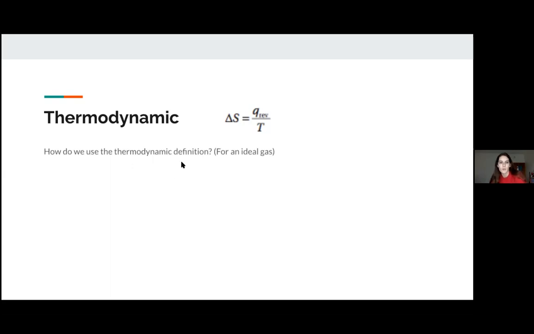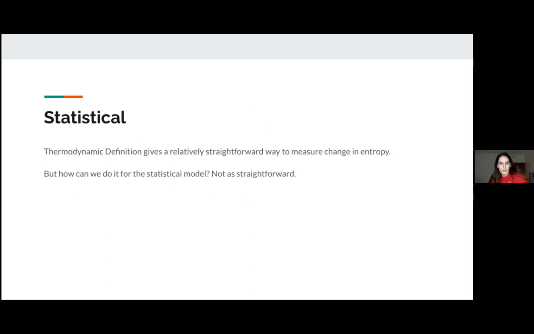And one question you would have is how do we use this? For an ideal gas, you can remember that Q reversible equals negative work reversible, which equals nRT ln of V2 over V1. So it follows that delta S equals n times R ln V2 over V1.